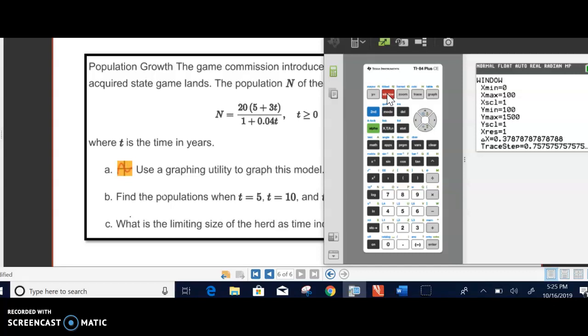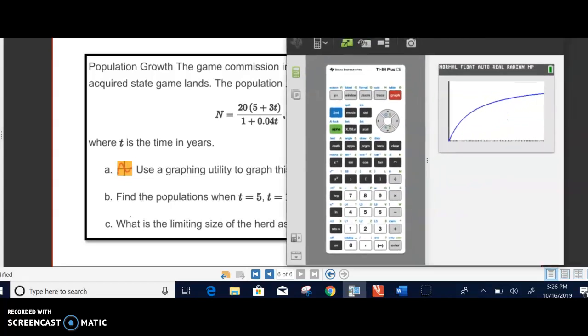Y-min is 100, Y-max is 1500. If you use that window, you will get this nice graph. So there is our graph representing the population of deer. And the first thing is, let's find the population when T is 5, T is 10, and T is 25.